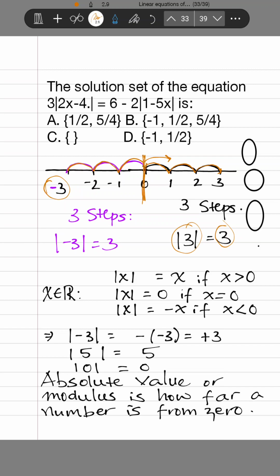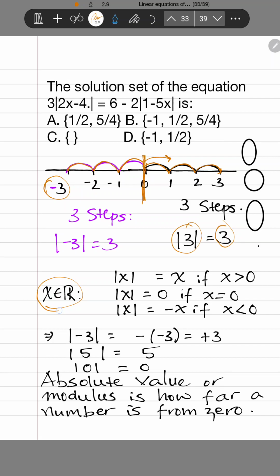But what does it mean by a positive number? When we have a negative number, to make it a positive number, we need to multiply it by negative. This is the important key here. When we have a positive number, the absolute value of the positive number is just the number itself. And for 0, just 0 itself.